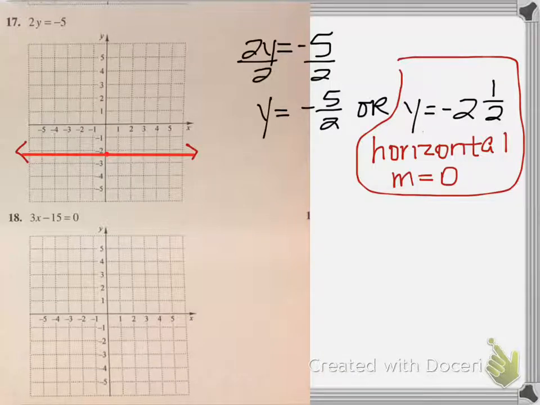So let's look at this equation down here on the bottom. We have 3x minus 15 equals 0. So again, there's only a single variable, so I'm going to solve for it.